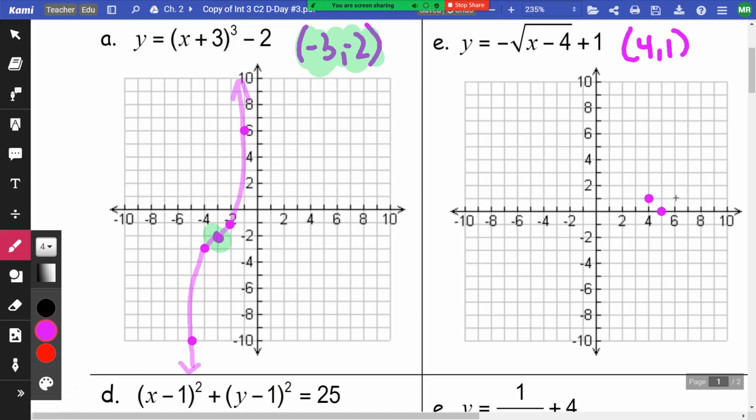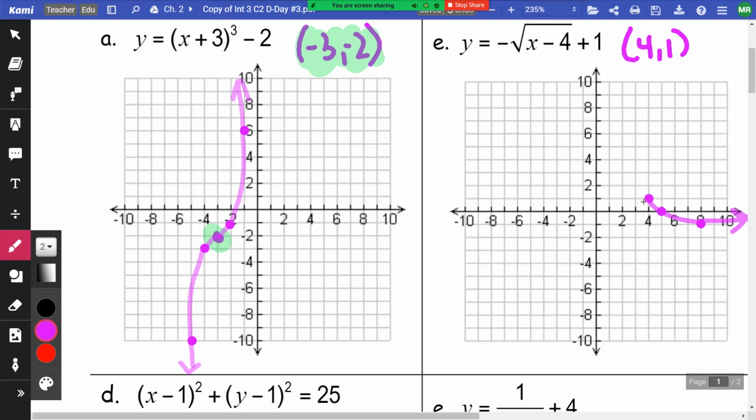From here, I'm going to go out 4. 1, 2, 3, 4. The square root of 4 is 2. So I normally go up 2, but because of that negative, I'm going to go down 2. Okay, and then I could go out 9. And then the square root of 9 is 3. And I times that by a -1 and go down 3. I can't do that because I'm out of space on my graph. And then it goes like this.